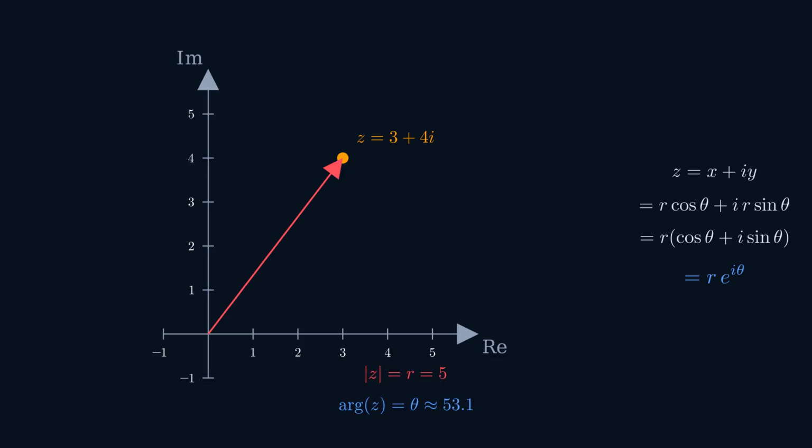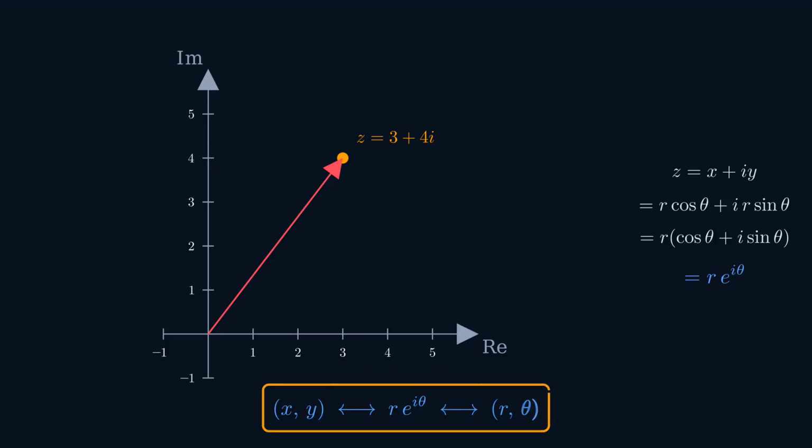Every complex number has a modulus r, the distance, and an argument theta, the angle. The polar form of a complex number is polar coordinates. Three representations of the same point: Cartesian, complex exponential, and polar.